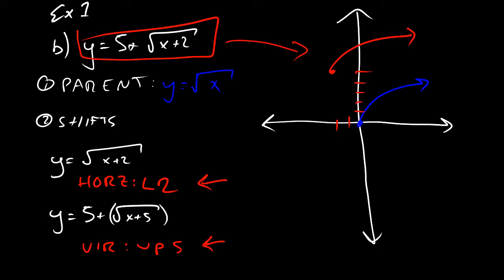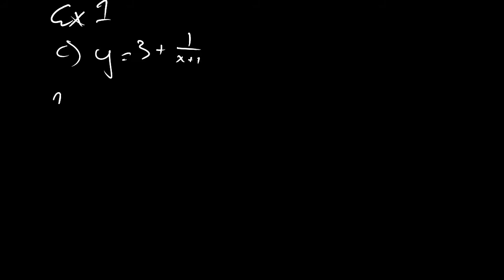Alright, moving on to the next one. I'm actually going to have you guys do this on your own and come back. Just pause me. I'm still going to be here. We're looking at example 1, letter C. So you guys will be doing y is equal to 3 plus 1 over x plus 1. So what's step 1? Parent graph. What's your step 2? Find your shifts. So pause me and then come right back.